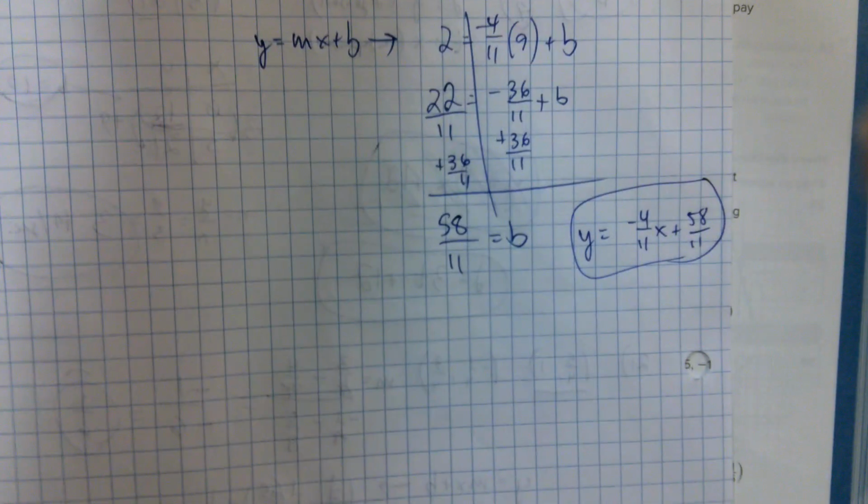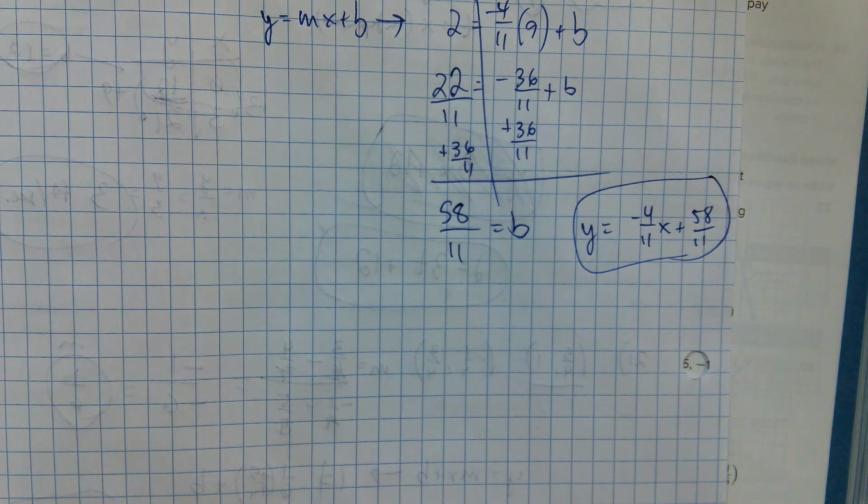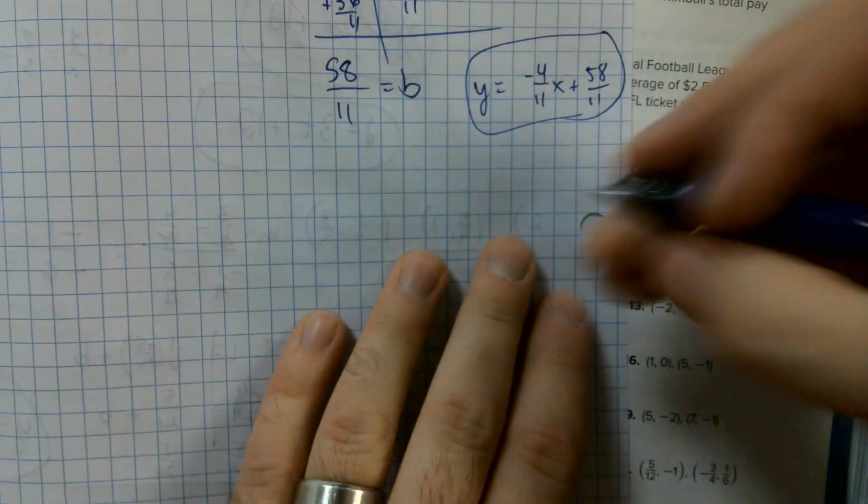Can we put 58 over 11 as a mixed fraction? I wouldn't. I would just leave it as 58 over 11. Because what would that turn out to be? 5 and 4 elevenths or something like that? 5 and 3 elevenths? Yeah, that's a good point.